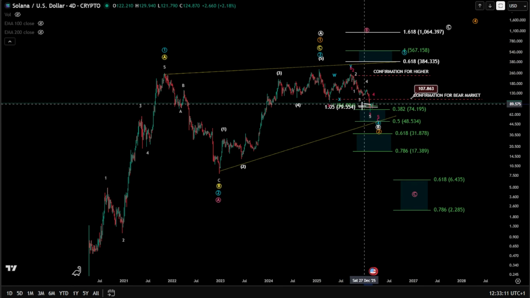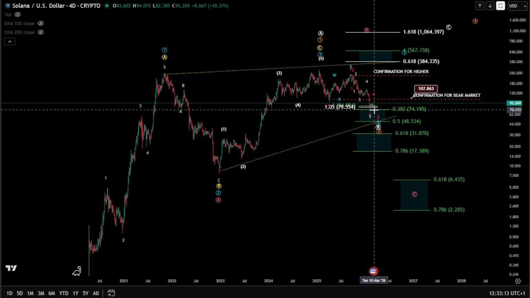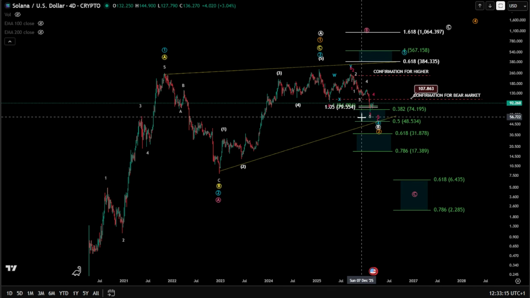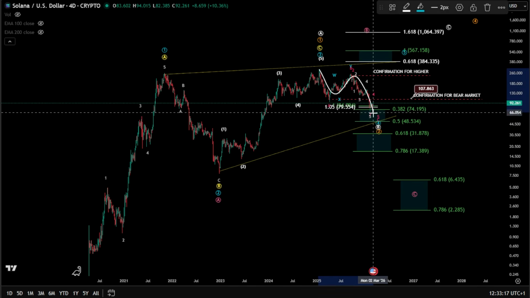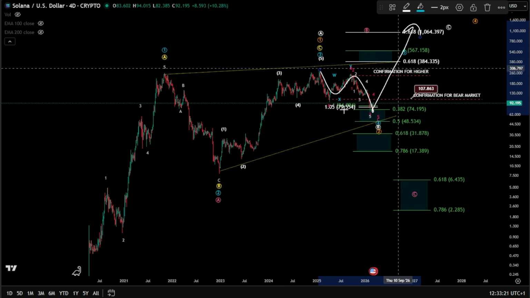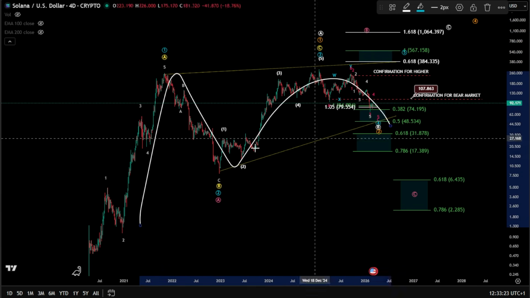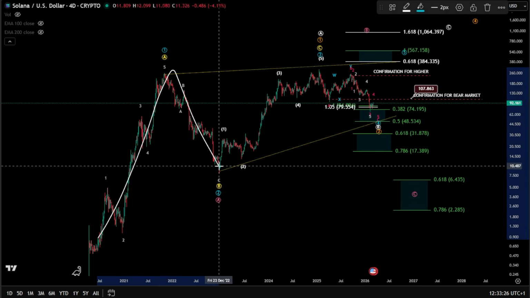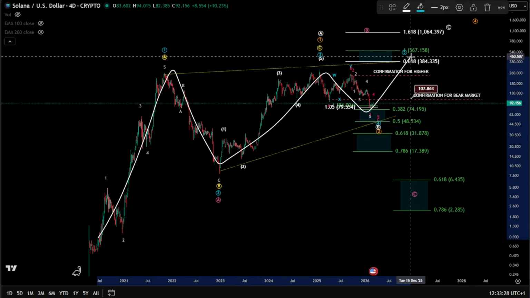Since we took the target, we are seeing some signal of strength, so we gotta be careful. We're gonna see it on the micro level. AB and C potentially finished, and then pushing for higher in a massive wave 3 here in double 1-2.